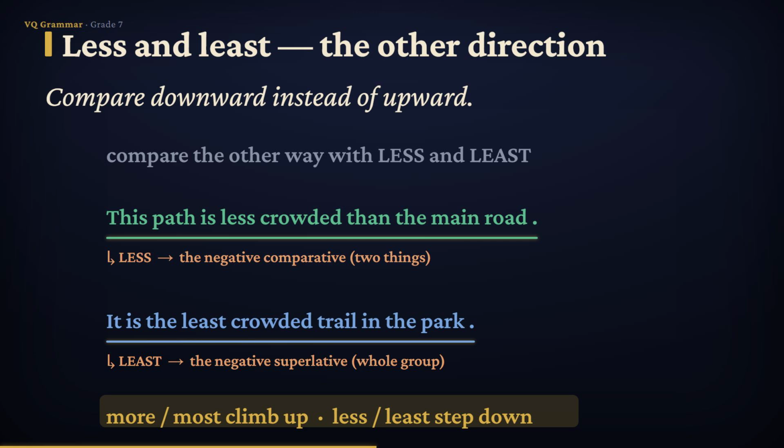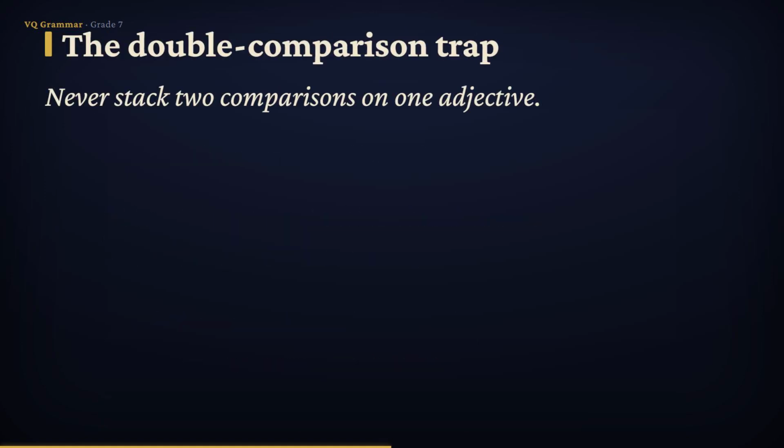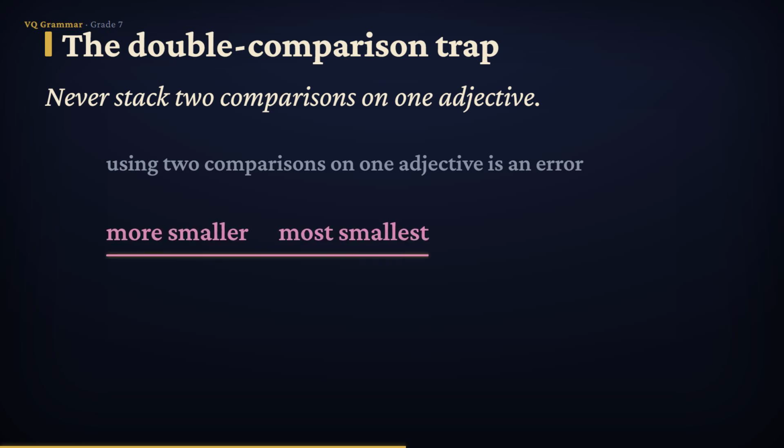And notice, with long adjectives, less and least sit in front too, exactly like more and most, so the adjective itself never changes. Now, the one mistake I really want you to avoid, the double comparison. This happens when you accidentally use two comparisons on a single adjective at the same time. You'll hear people say more smaller or most smallest. But smaller already means more small, and smallest already means most small. The job is finished. Adding more or most on top just doubles it, and that's wrong.